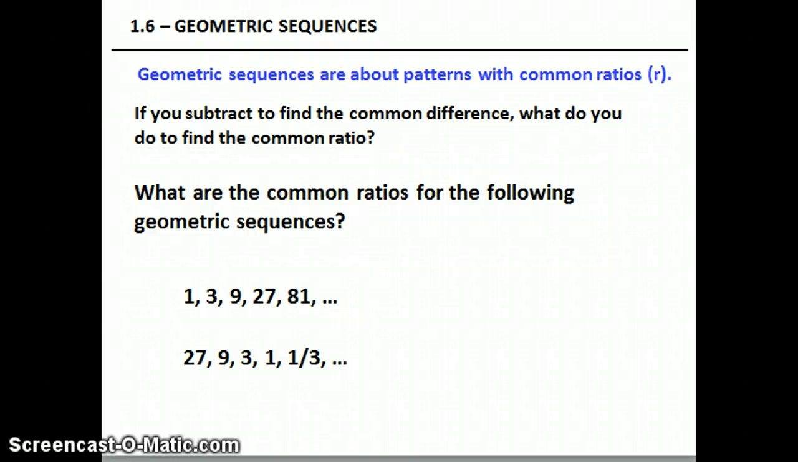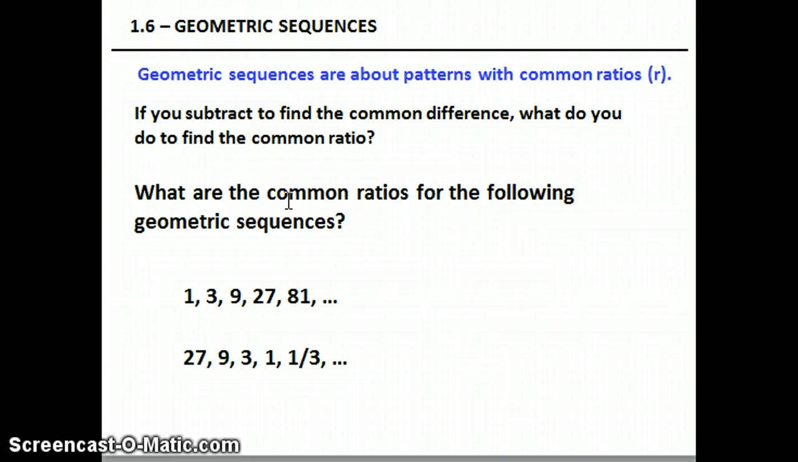Okay, let's talk about geometric sequences. Geometric sequences are patterns that have common ratios, while arithmetic sequences are patterns with common differences. And the difference is, if you subtract to find the common difference for an arithmetic sequence, what do you think you do to find a common ratio? Well, it's going to be division.